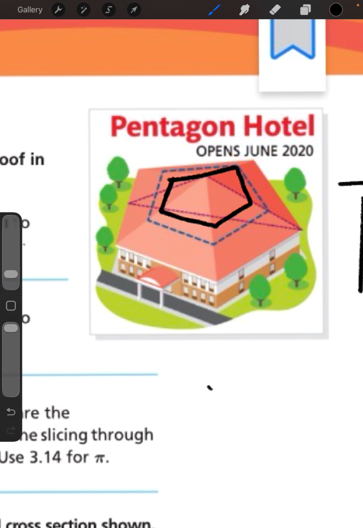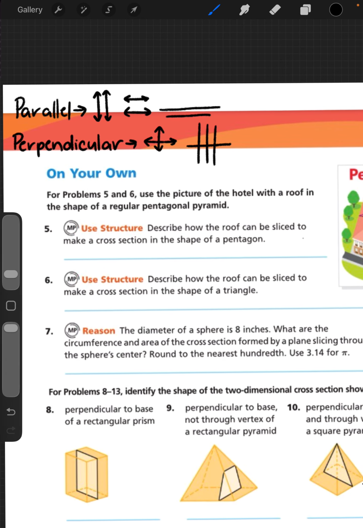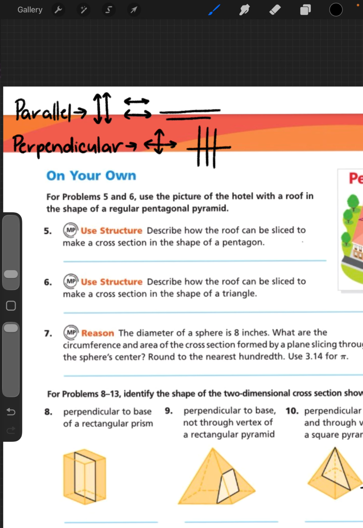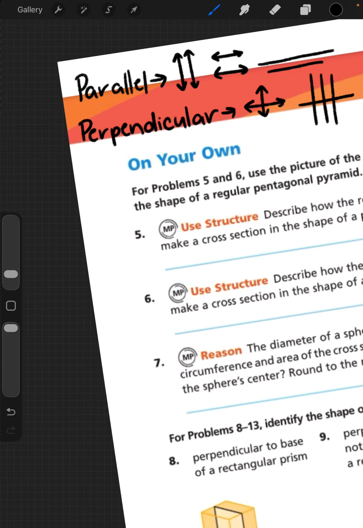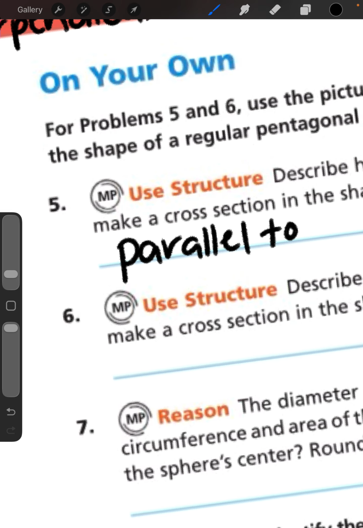And we can see that because when we cut it, if we took that top off like a little cookie jar lid, would the top be triangular or would it be a pentagon? It would be a pentagon, right? So if we're going to cut the roof to get pentagons, we would have to cut it parallel to the base. So we'll put parallel to base.